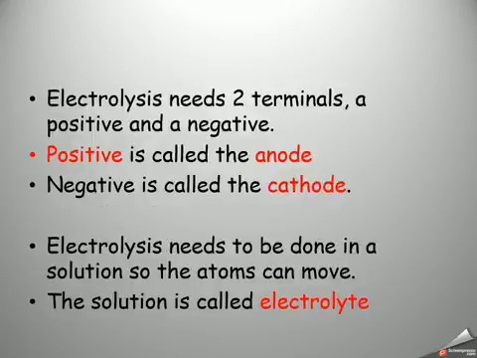So, for electrolysis, we need two terminals, and you guys know all about this from the controlled assessment. The positive one is called the anode, and the negative one is called the cathode. Electrolysis needs to be done in solution so the atoms can move. You remember the blue solution, which was copper sulfate, and that blue solution is called the electrolyte. The electrolyte enables electricity to be passed through it. It's got to be able to conduct electricity, and so all the copper atoms can come off the anode and join onto the cathode.